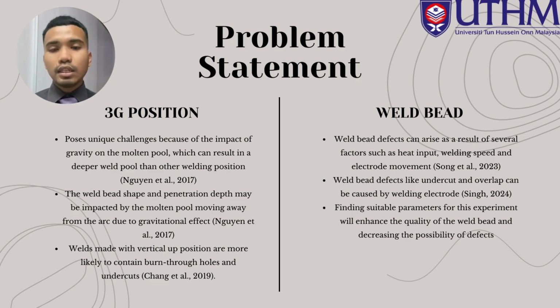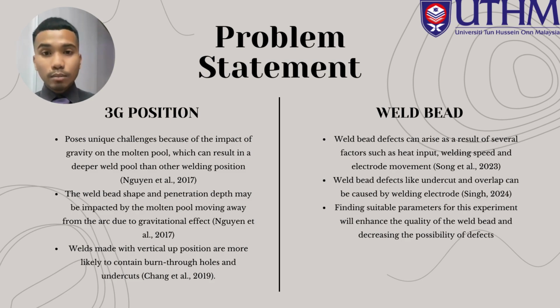impact of gravity on the molten pool, which can result in a deeper weld pool than other welding positions. So secondly, the weld bead shape and penetration depth may be impacted by the molten pool moving away from the arc due to the gravitational effect. So this is according to Nguyen et al. And the third one is welding made with the vertical arc positions such as the 3G position are more likely to contain burn-through holes and undercuts. It is according to Chang et al.